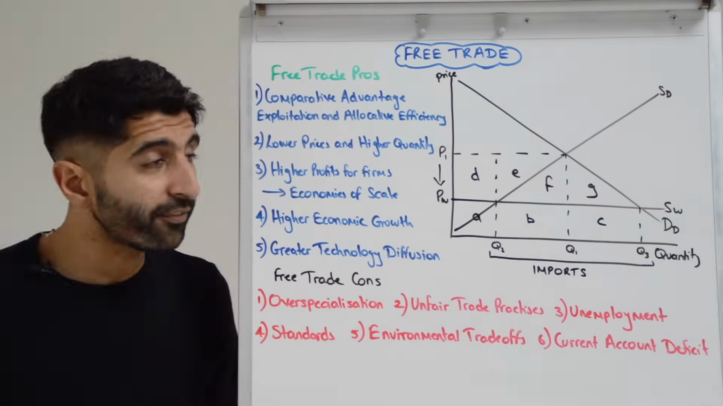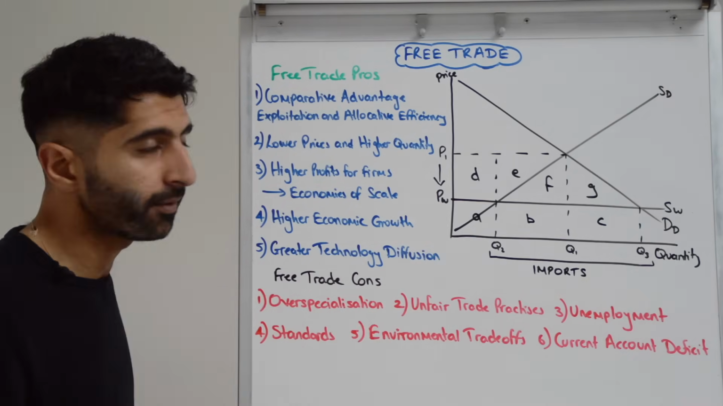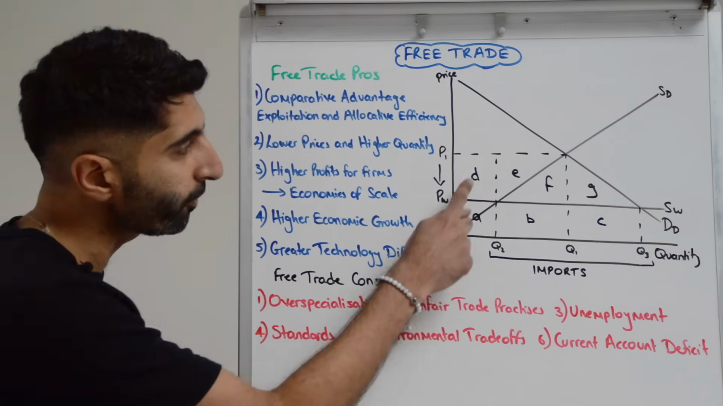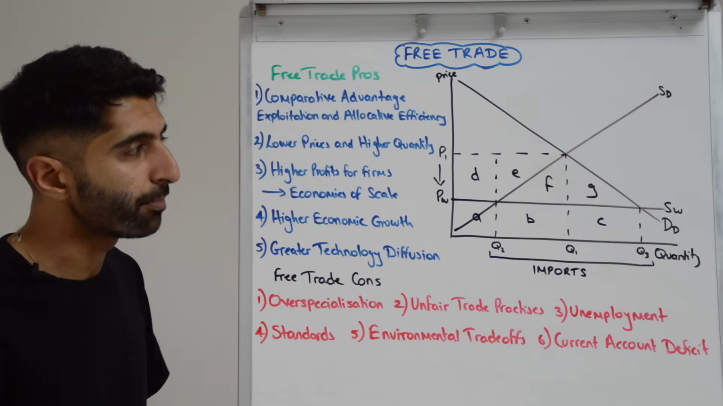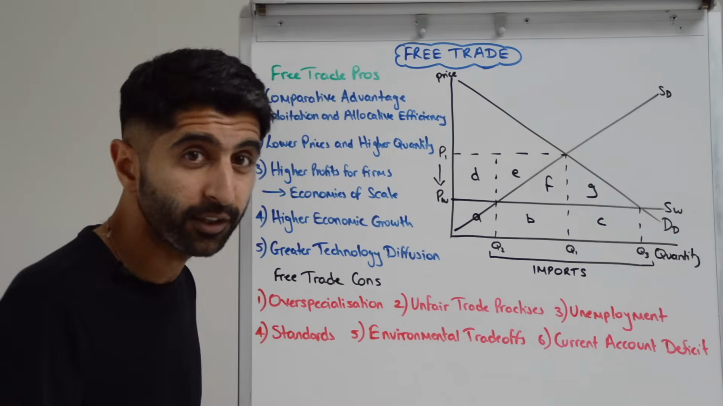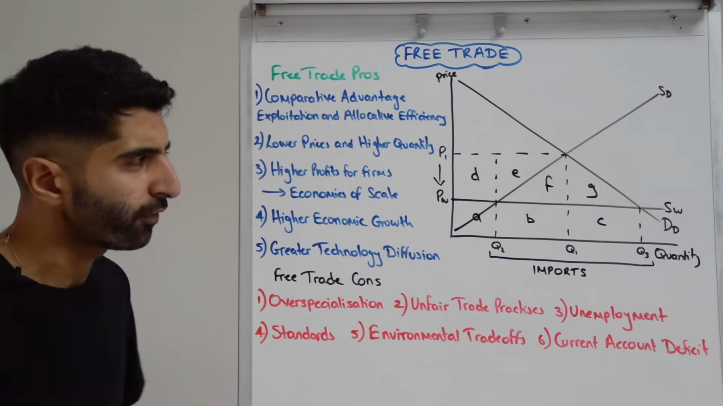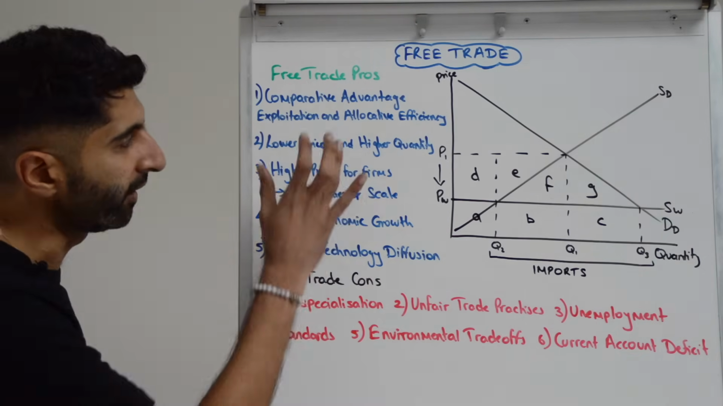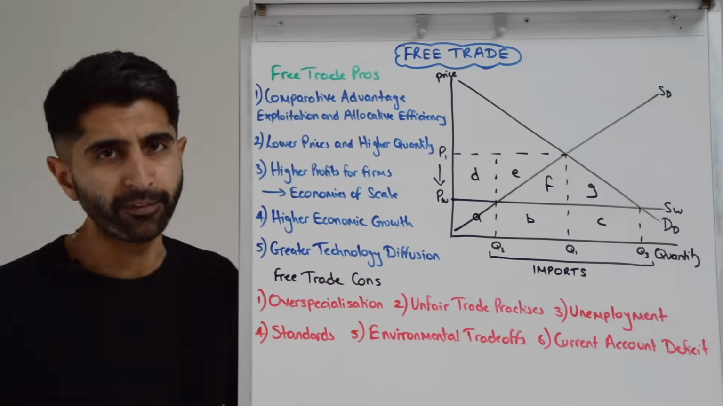And we see a lot of these benefits on the diagram. Look, the lower prices, P1 to PW, the gain of consumer surplus was D, E, F, and G, as we covered in the previous video. All of that helps. The higher quantity to Q3 is seen as well. So there's plenty on the diagram that we can use to back up this benefit.